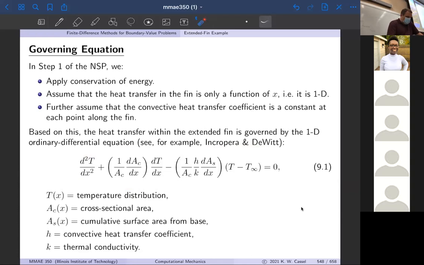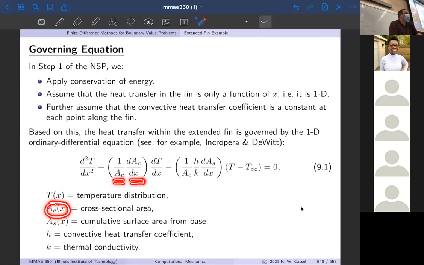Okay, so first of all, let's just define our terms. We have capital T, that's the temperature. So it's a function of x. That's the temperature as you go from the base at x equals 0 to the tip at x equals L. So that's the temperature along the length of the fin. A sub c is also a function of x, and that is the cross-sectional area. Well, it could be a function of x anyway. That's the cross-sectional area along the length.